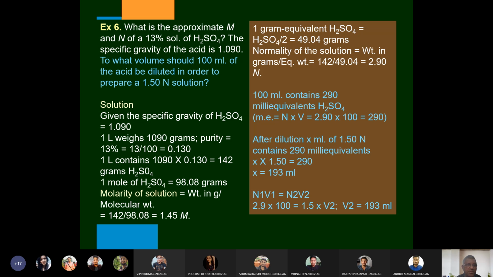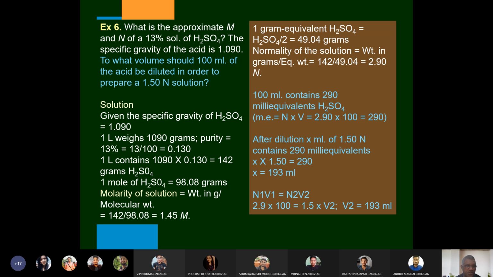Right side, the brown color, you can see. Now you want to calculate normality. 1 gram equivalent of sulfuric acid is equal to 49. So this is the gram equivalent weight of sulfuric acid, 49. And now normality is weight in gram divided by the equivalent weight. So 142 was the quantity divided by the equivalent weight, which is 49, you get 2.9. So you can see the normality is exactly double the molarity here, because here you divided by half of the molecular weight.